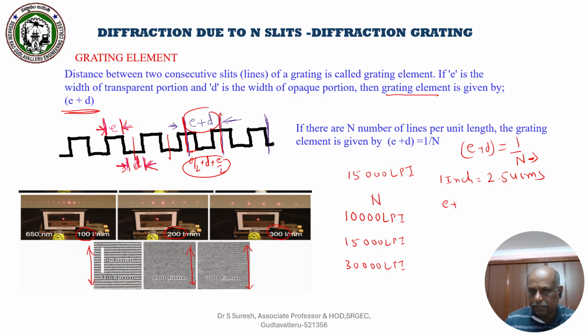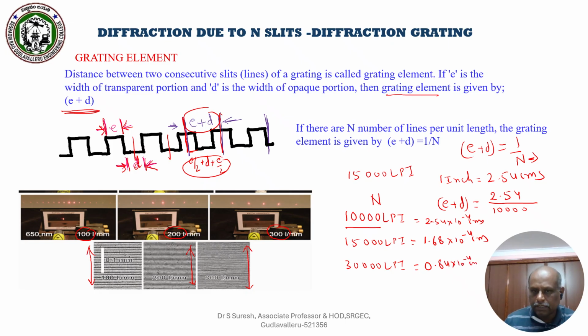So let us look at e plus d. How can we get e plus d? Because the area remains fixed, it is 2.54 by 10,000, so it is almost 2.54 into 10 power minus 4 centimeters, because we have drawn only 10,000 lines per inch. If you draw 15,000 lines per inch, it is 1.68 into 10 power minus 4 centimeters. And if you go for 30,000 lines, it is going to be 0.84 into 10 power minus 4 centimeters.